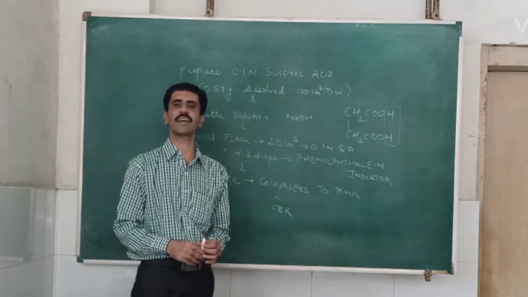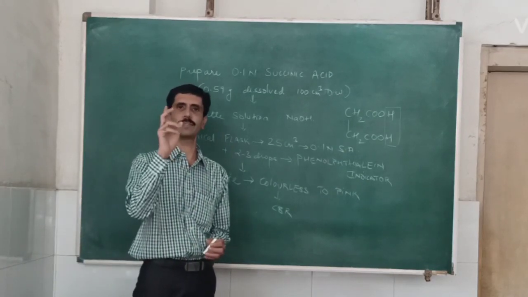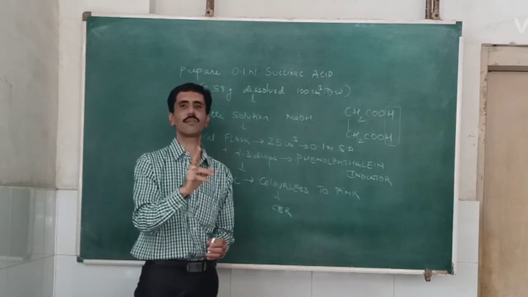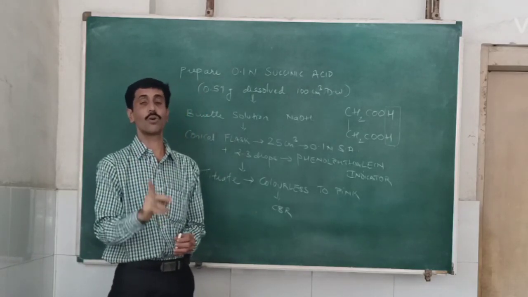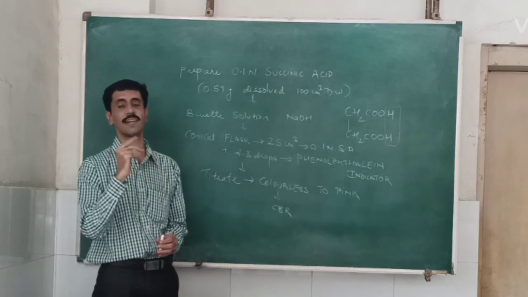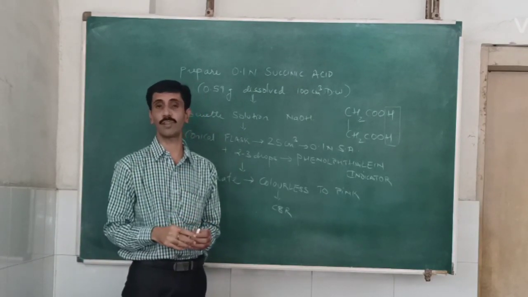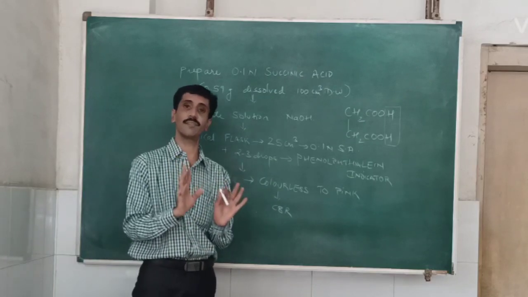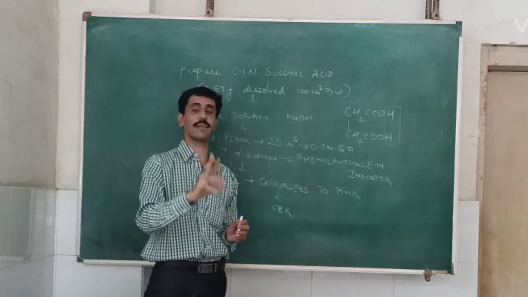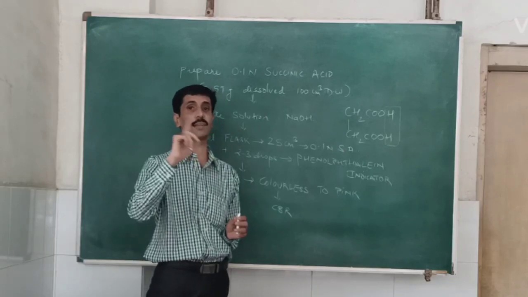So this is the standardization procedure, whereby first of all we are going to prepare 0.1 normal succinic acid. Next, the burette is filled with the supplied NaOH, whose exact normality has to be determined. We need to take 25 cm³ of the succinic acid solution. In a conical flask, add around 2 or 3 drops of phenolphthalein indicator. Even after the addition of the indicator, the solution remains colorless, because it is pH sensitive, and in the acidic medium there is no change at all. It shows its sensitivity only in the basic medium.